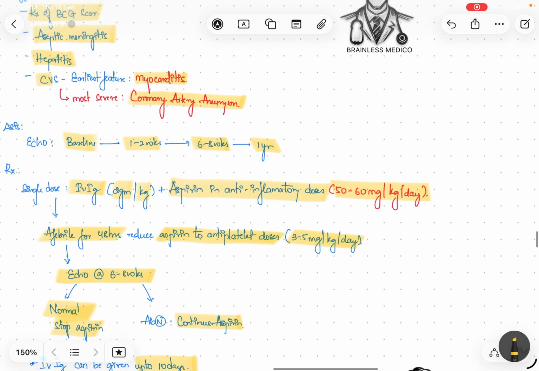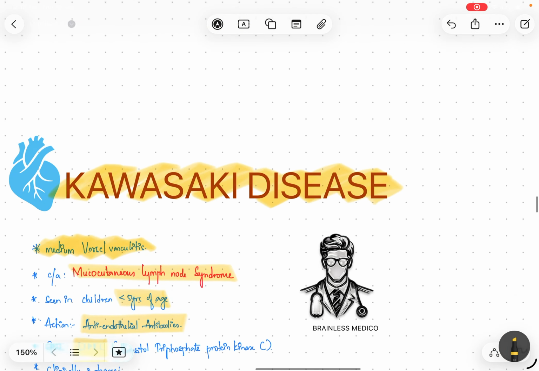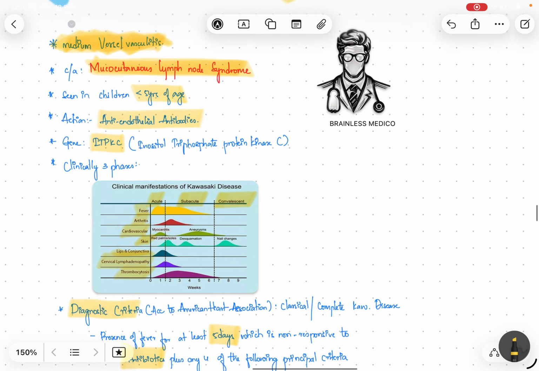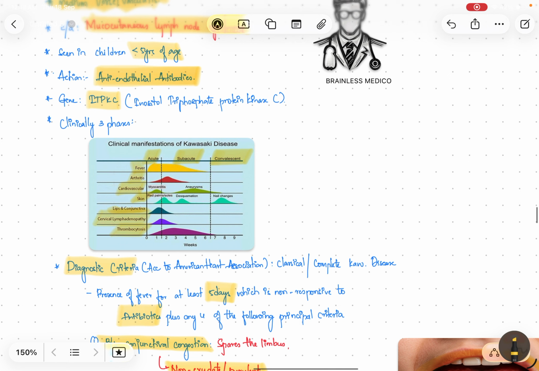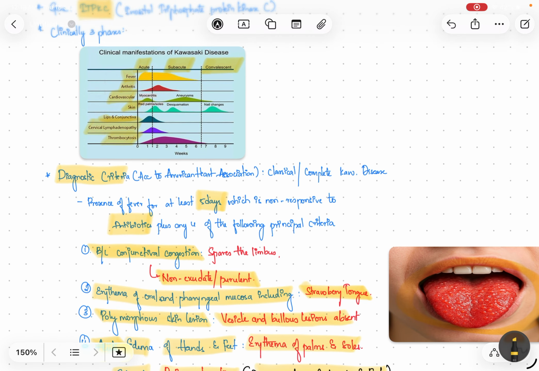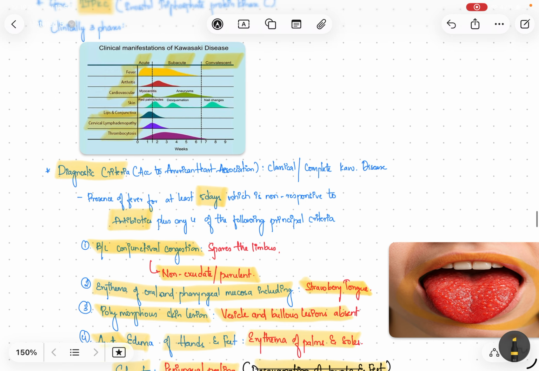So let's revise quickly. Kawasaki disease is mainly a medium vessel vasculitis. We call it mucocutaneous lymph node syndrome. Usually it is seen in children less than 5 years. It is due to anti-endothelial antibodies and the gene involved. We have 3 phases which involve many manifestations, and this diagram shows in which phase the manifestation will be at the max.